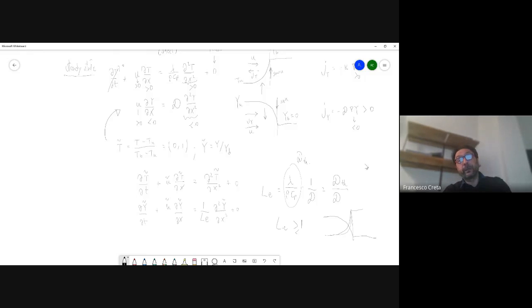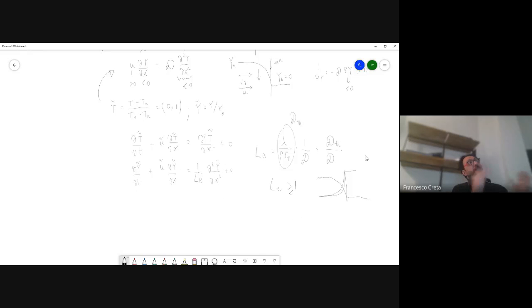The Lewis number has several effects, okay? Unfortunately, we don't have time to discuss this, but the fact that mass and heat don't diffuse in the same way, but one diffuses better than the other, is a source of so-called thermal diffusive instabilities and so on.